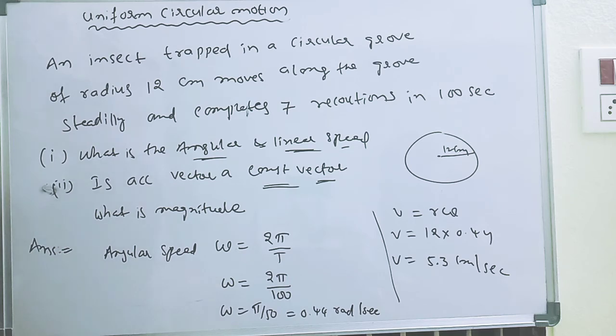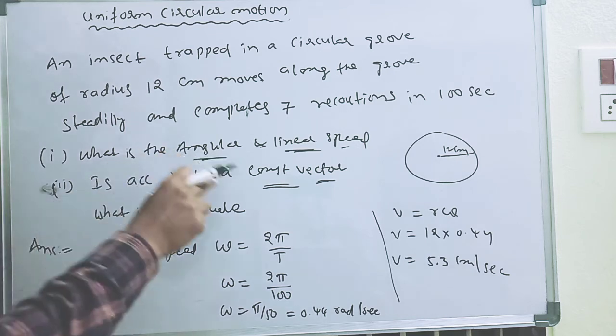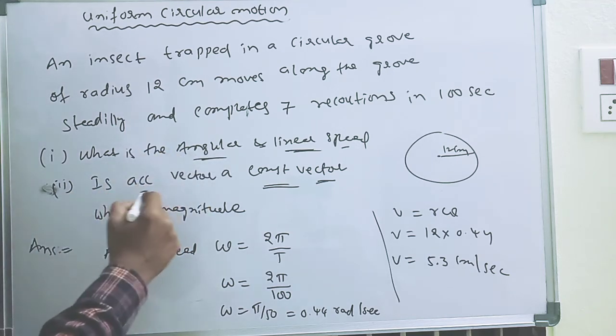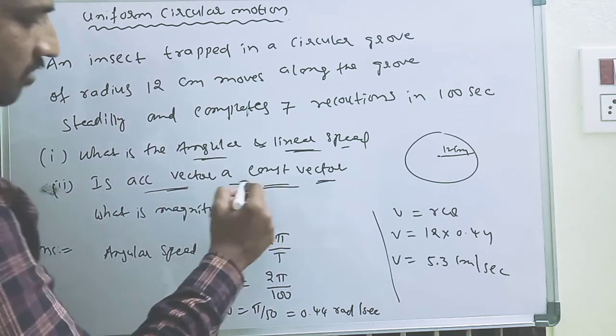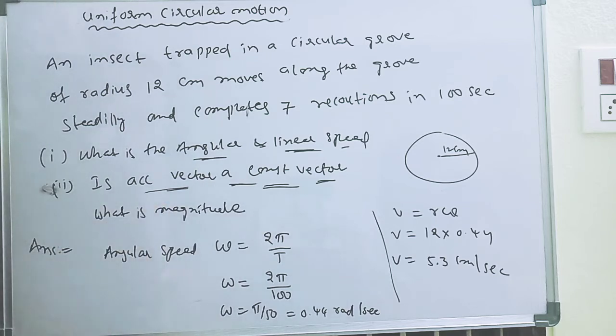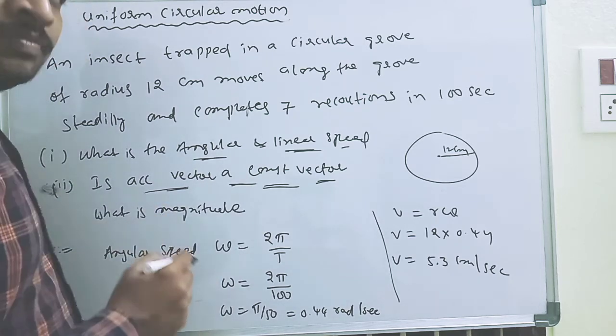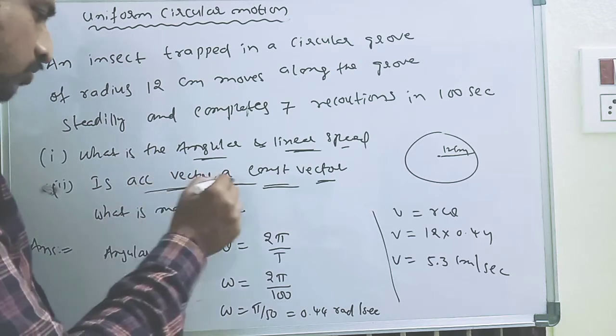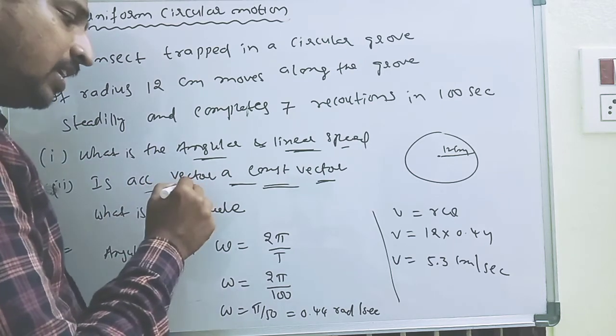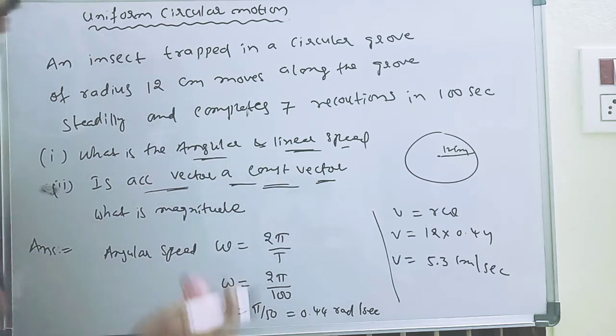Okay, so now what is our second question? Is the acceleration vector a constant vector? What is its magnitude? So first of all we find the magnitude now. After the magnitude, we discuss whether the vector is constant or not.